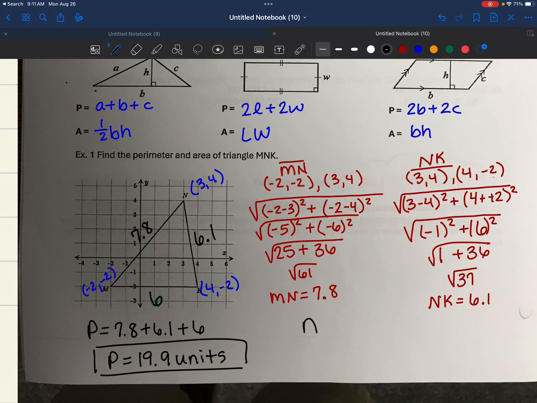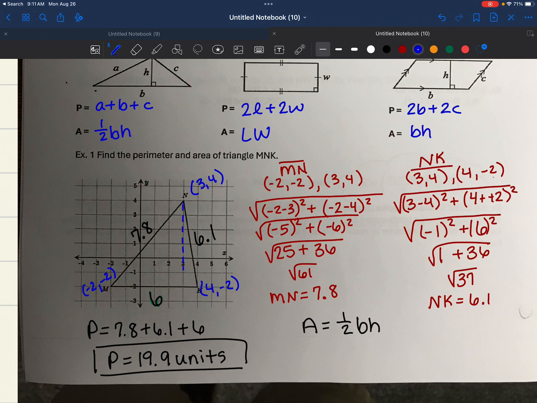No. Am I finished? No. What else did it ask me to find? Area is half base times height. And we talked about base and height form a right angle. Does it show us where the right angle is? No. So what do we need to do? We need to figure that out, right? Where's the base located?